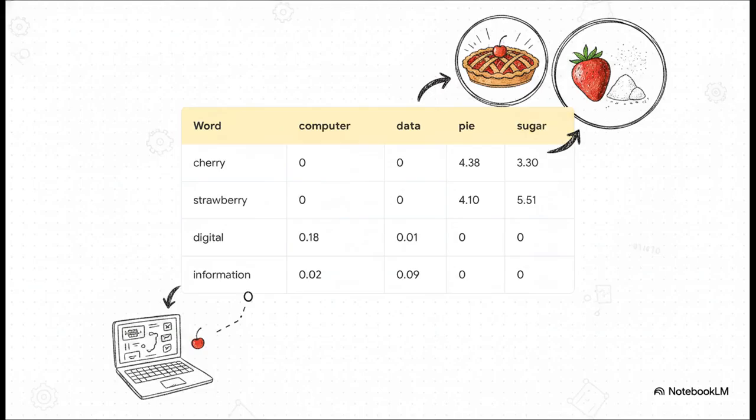And this brilliantly illustrates what happens after we run the math. Just look at the striking contrast. Cherry and pie have a massive PMI score of 4.38, meaning they are intensely associated. Strawberry and sugar score a 5.51. But cherry and computer, they get a big fat 0. Even if they happen to appear in the same article a couple of times, the math proves it was just random chance. The noise completely vanishes and the true semantic meaning emerges.